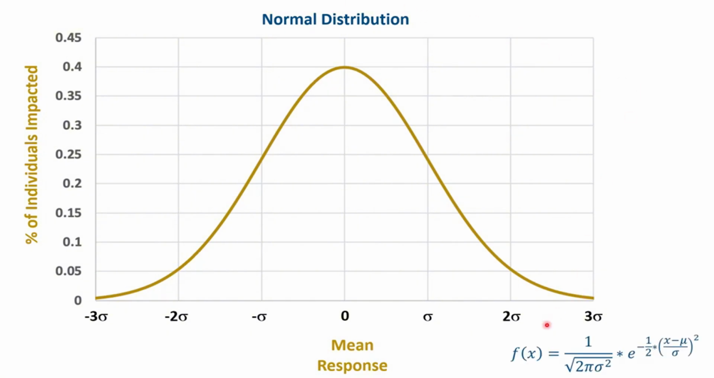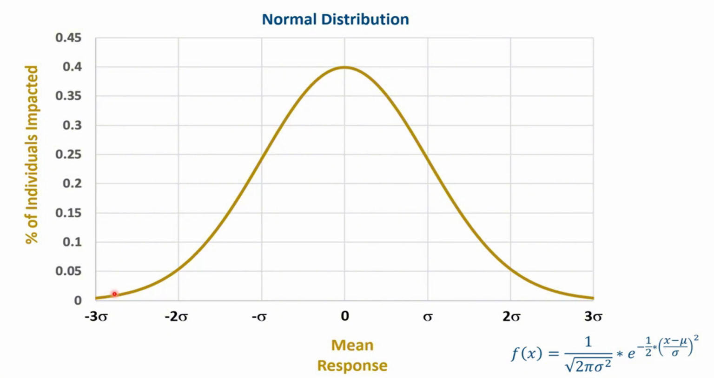The equation for normal distribution is that f of x, that is our percentage or fraction of individuals impacted, is going to be equal to 1 divided by the square root of 2 times pi times sigma squared. Sigma squared is called our variance, times the exponential function to the negative 1/2 times x. X in this case is our mean response, minus mu. Mu is the mean, and sigma, again here, is the standard deviation, with sigma squared being the variance. So this is the function of this gold line that we see plotted here.